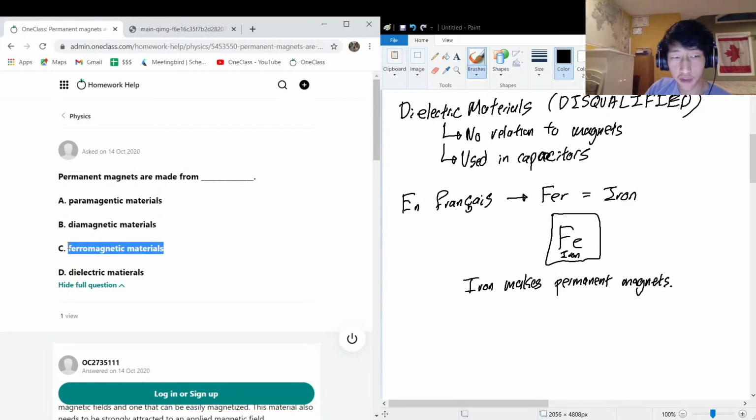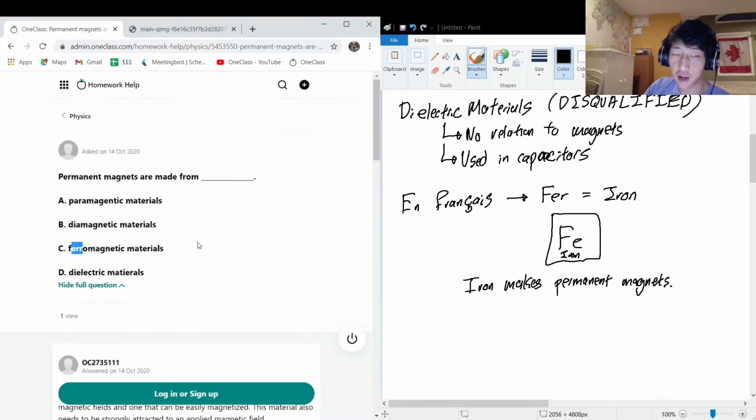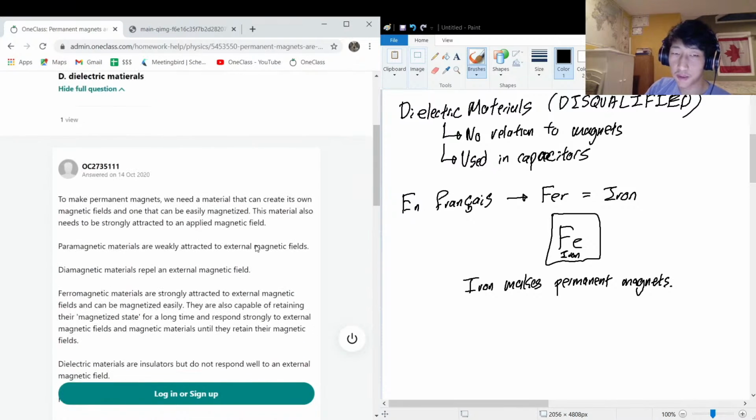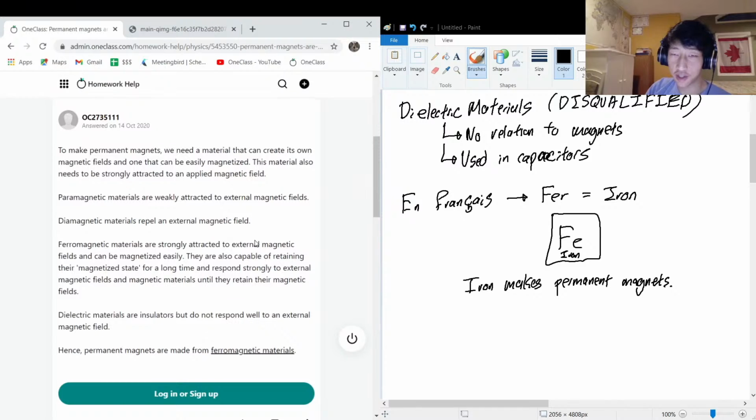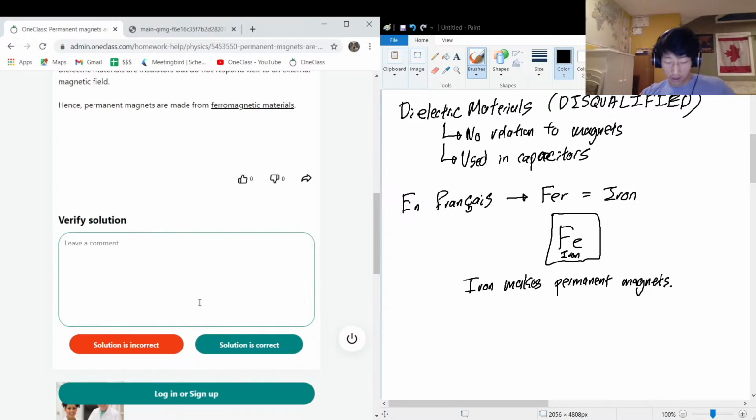So we know that we got ferromagnetic materials, and the keyword that you want to look for is fer, iron. French people rejoice that French is useful for giving you clues in multiple choice questions like this. Okay. So, yeah, the above solution is good.